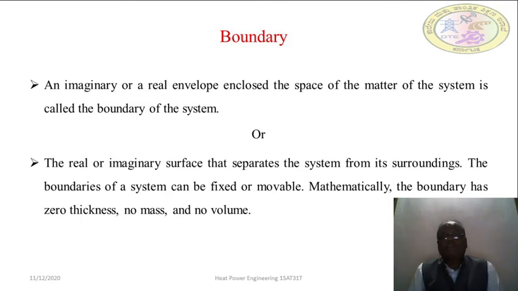From this description, what we have learned here is that the boundary may be either a real one or an imaginary one. Further to this, the boundary need not be a fixed one. That means the boundary is not always definite. It is movable; movable boundaries are there.